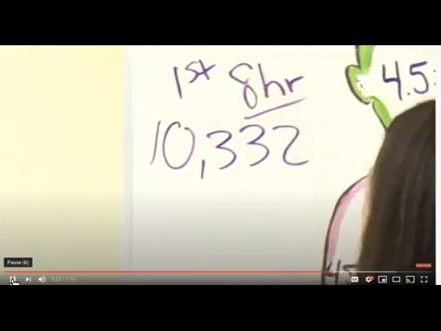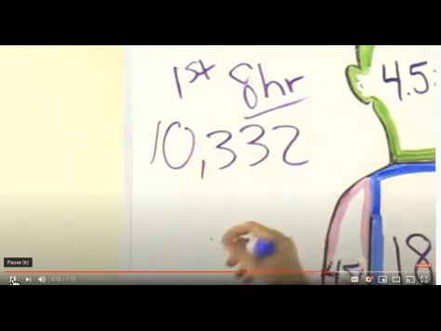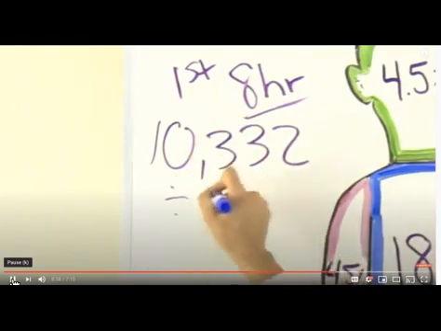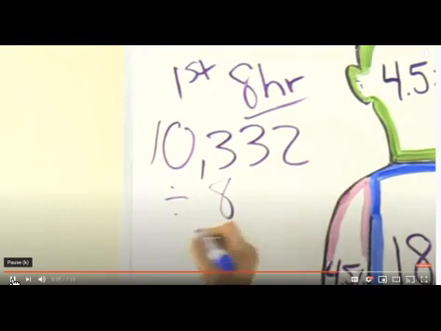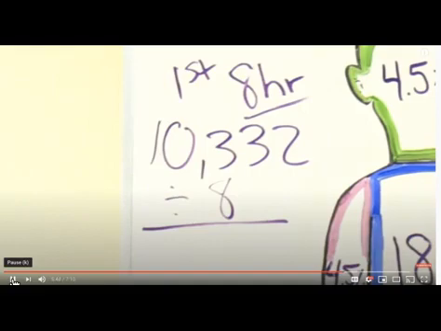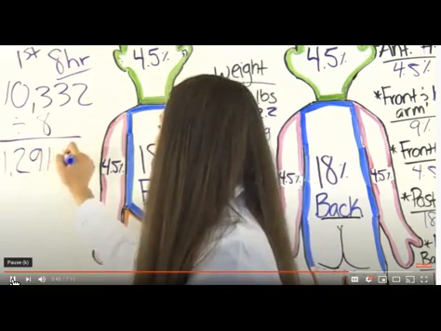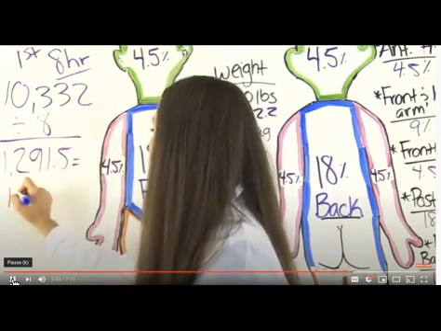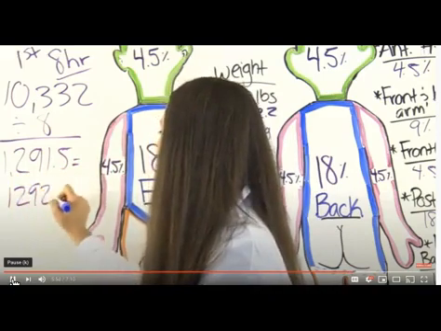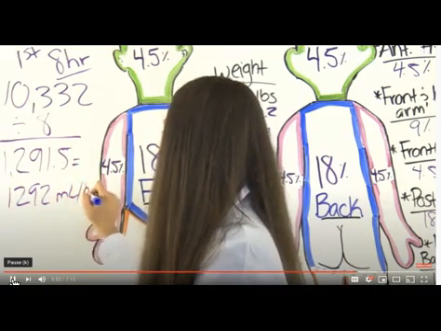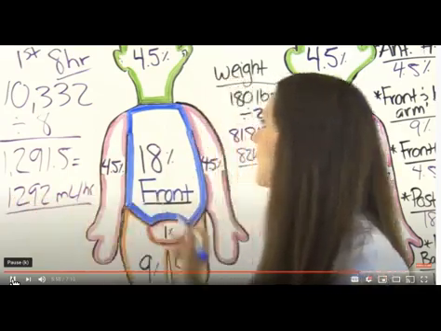But we need to know what to run that at. So we're going to take this number and divide it by 8, and this will give us our hourly rate. So 10,332 divided by 8 equals 1,291.5, but we're going to round up to 1,292 milliliters per hour. So that needs to be their hourly rate during the first 8 hours.